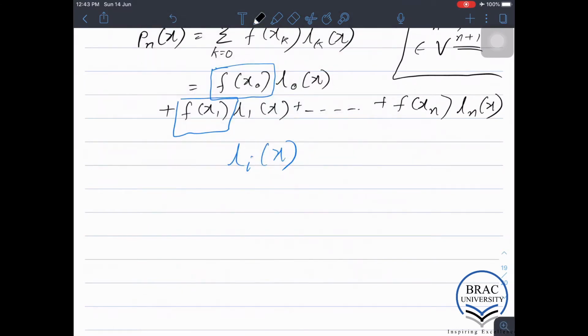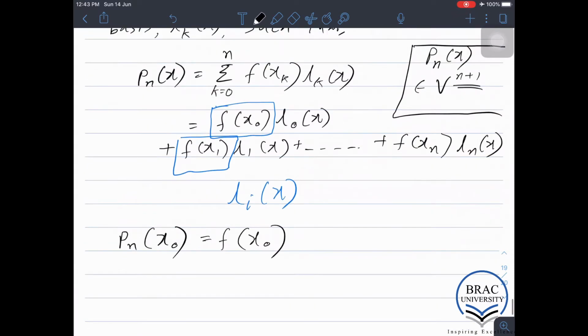Let's see. So if I ask you what will be Pn of x0, it is the value of the polynomial at one of the nodes. So this should be equal to f of x0. This is my condition, right?